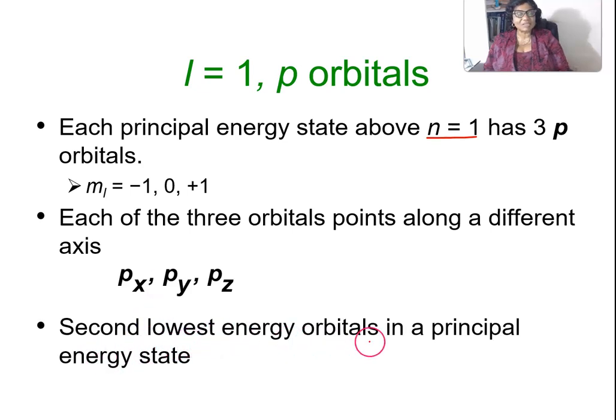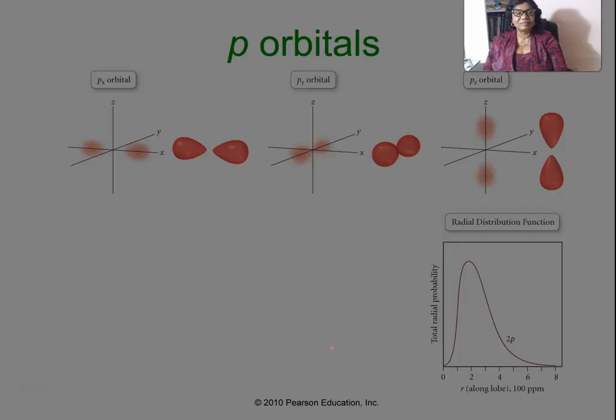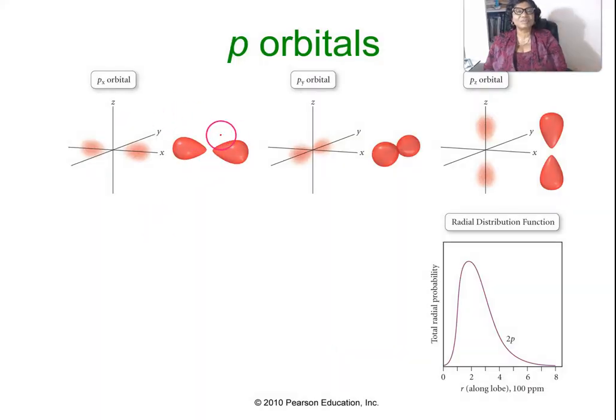The second lowest energy orbital in a principal energy state, that's the second energy level orbital, looks like a dumbbell. That's their shape, you see. px is on the x-axis. This is the x-axis. You see them here. And it looks like this. py is on the y-axis. You see, it looks like this. And pz on the z-axis looks like this. The radial distribution function. That's how it looks.